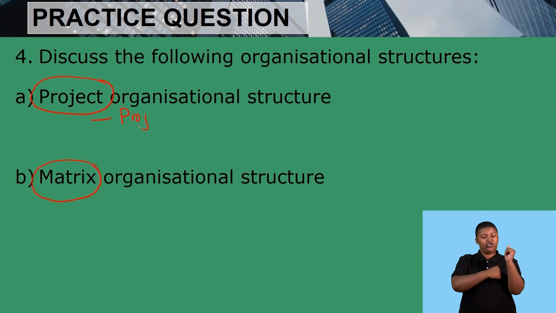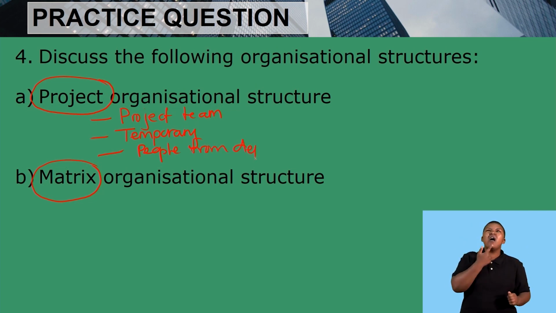So a project structure normally refers to a project team. They are usually a temporary group of people who work on a specific project. And of course, there will be people from different departments in the business that will work on this project. And when the project is concluded or finished, they will go back to their individual departments.